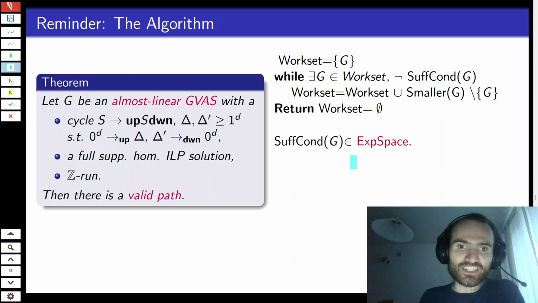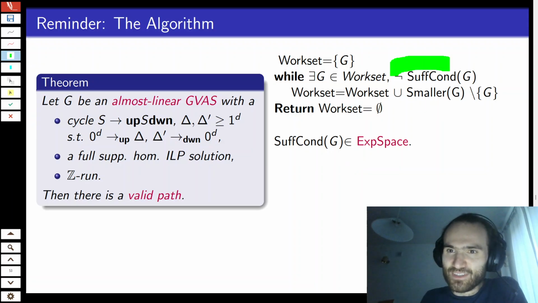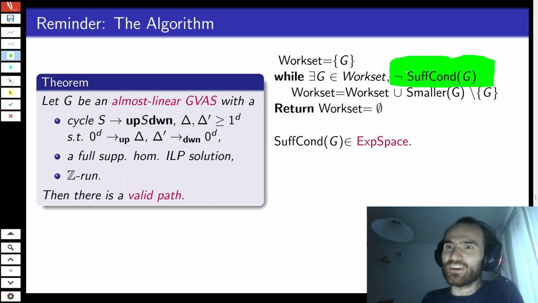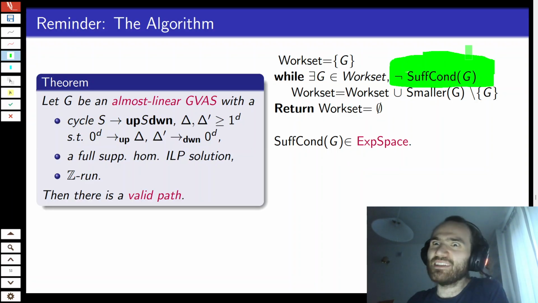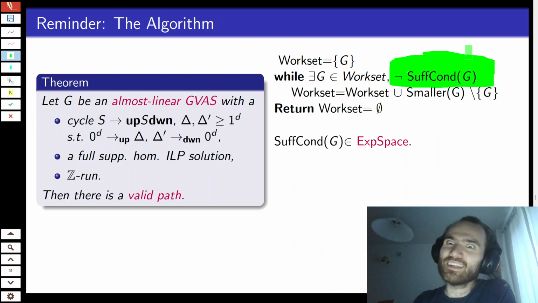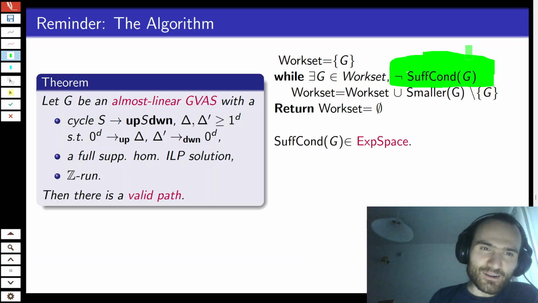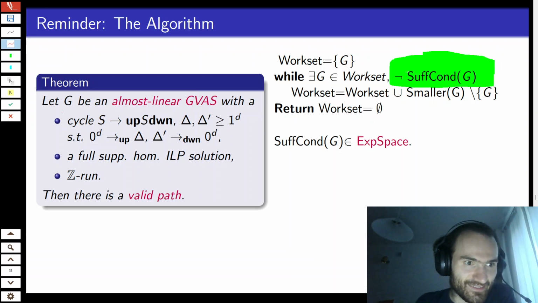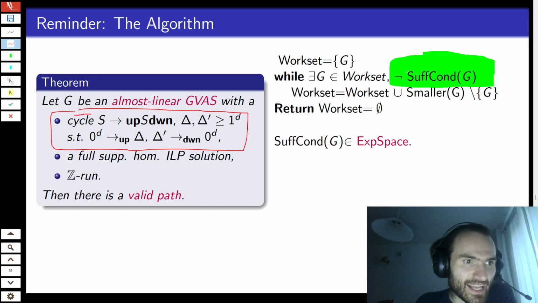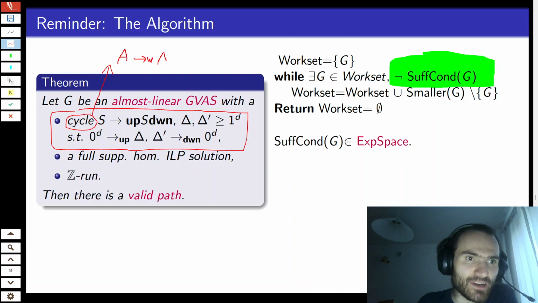The sufficient condition is in fact decidable in exponential space. So this part, in general, we have to worry about it, but here in almost linear grammars, we don't have to worry about this. This is simply decidable in exponential space. Why is this? Well, the important thing is cycles in an almost linear grammar have only productions of the form A goes to W A W prime.